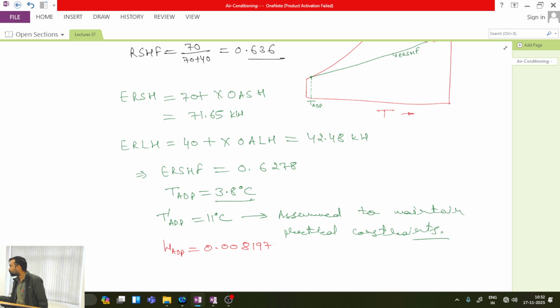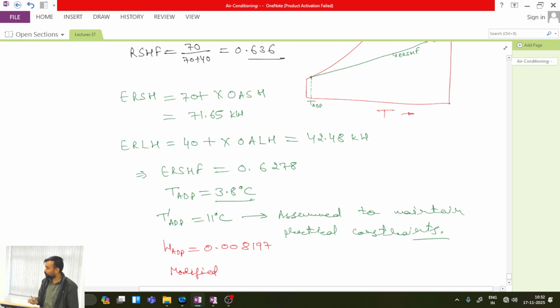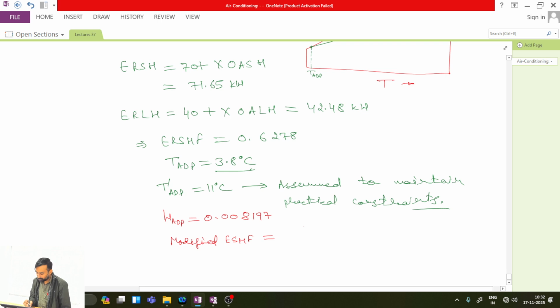Okay. Now, if you know this, can you calculate the modified ESHF slope? Modified, because the actual ESHF you have already calculated. But to calculate the modified ESHF slope, it will be nothing but 1 divided by 1 plus 0.2451 into delta W by delta T. From here, can you calculate the slope?